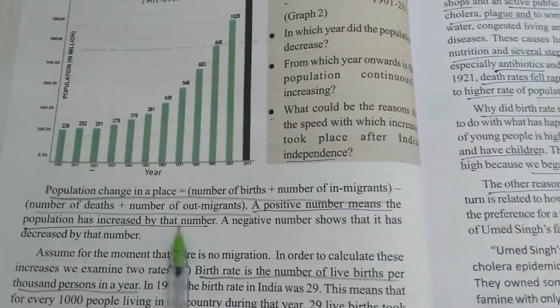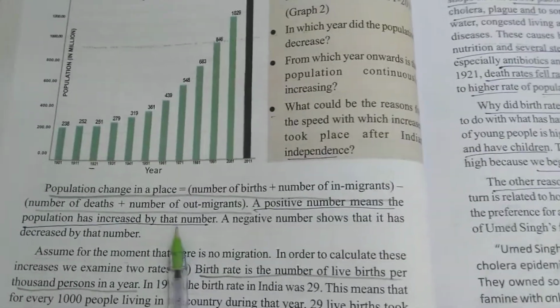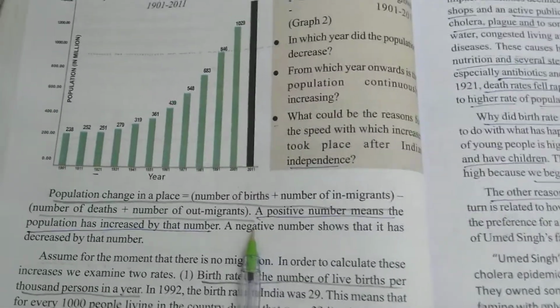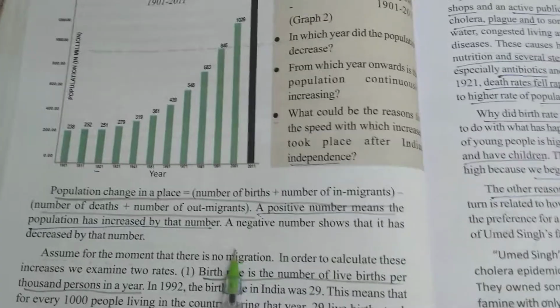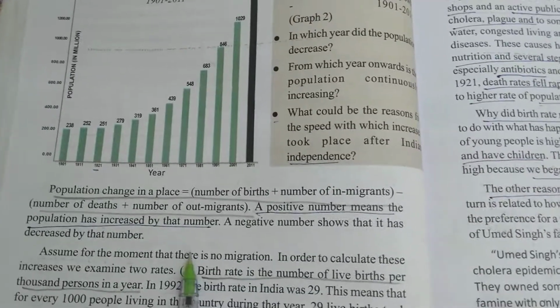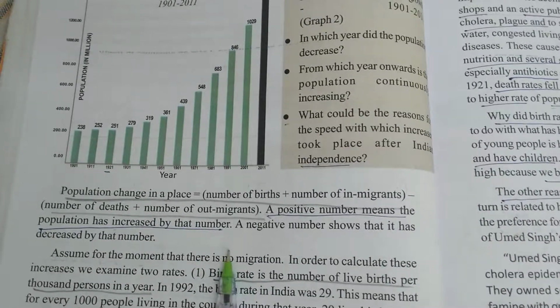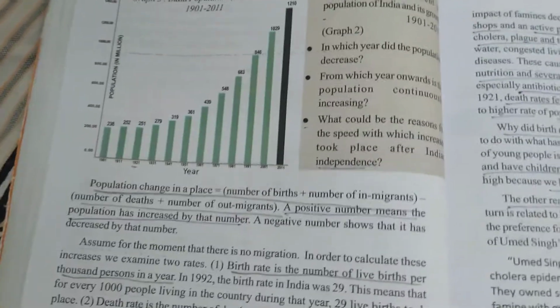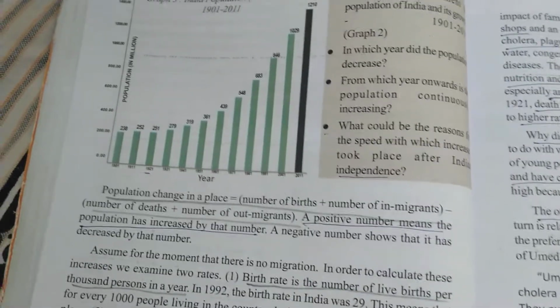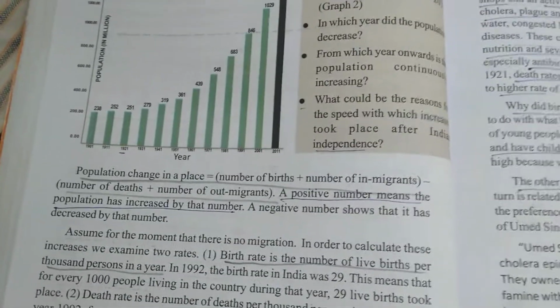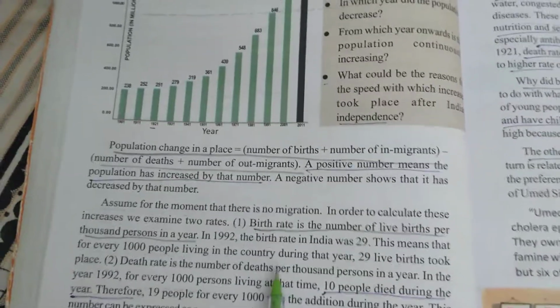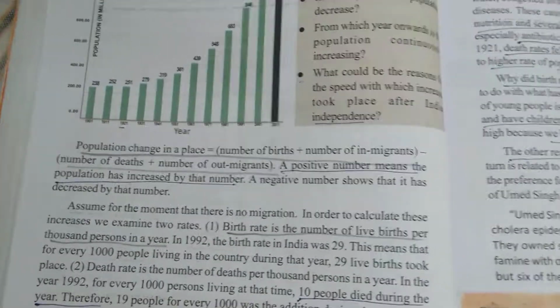The change is either positive or negative. If the number is increased, it means positive. If the number is decreased, it means negative. If there is no migration, we consider only birth rate and death rate to calculate the size of the population in a particular place or country.